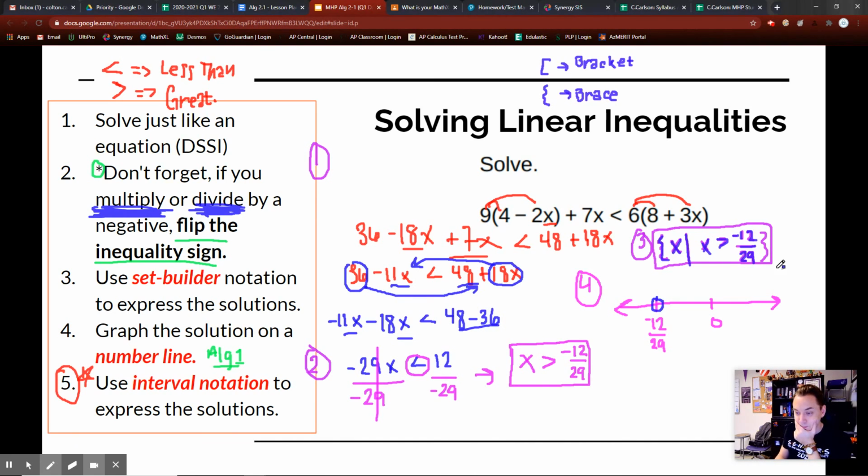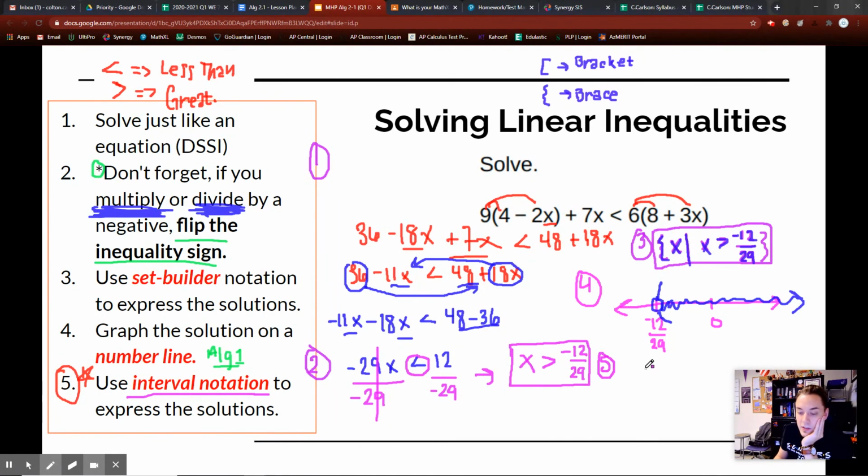Now, since it's pointing to the right, I'm going to shade all the way to the right. Does it ever stop? No. It goes all the way to infinity. Sometimes you'll see a parenthesis here. On Math Excel, you may see a parenthesis there. And I'm going to tell you why right now. It has to do with interval notation.